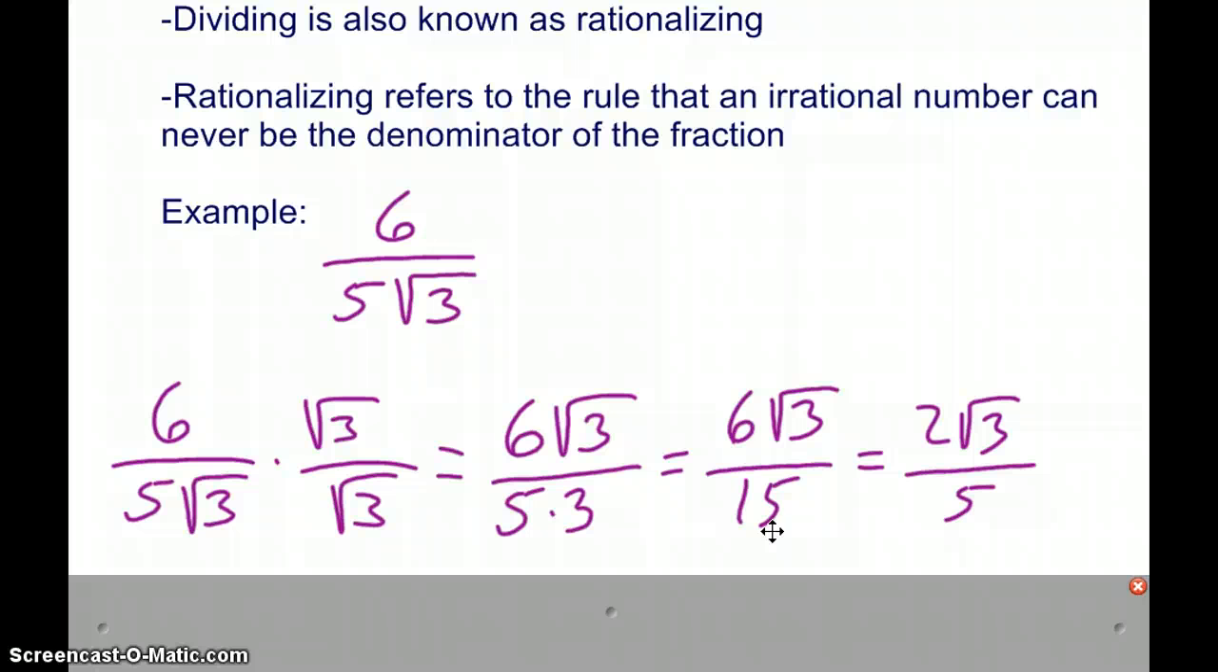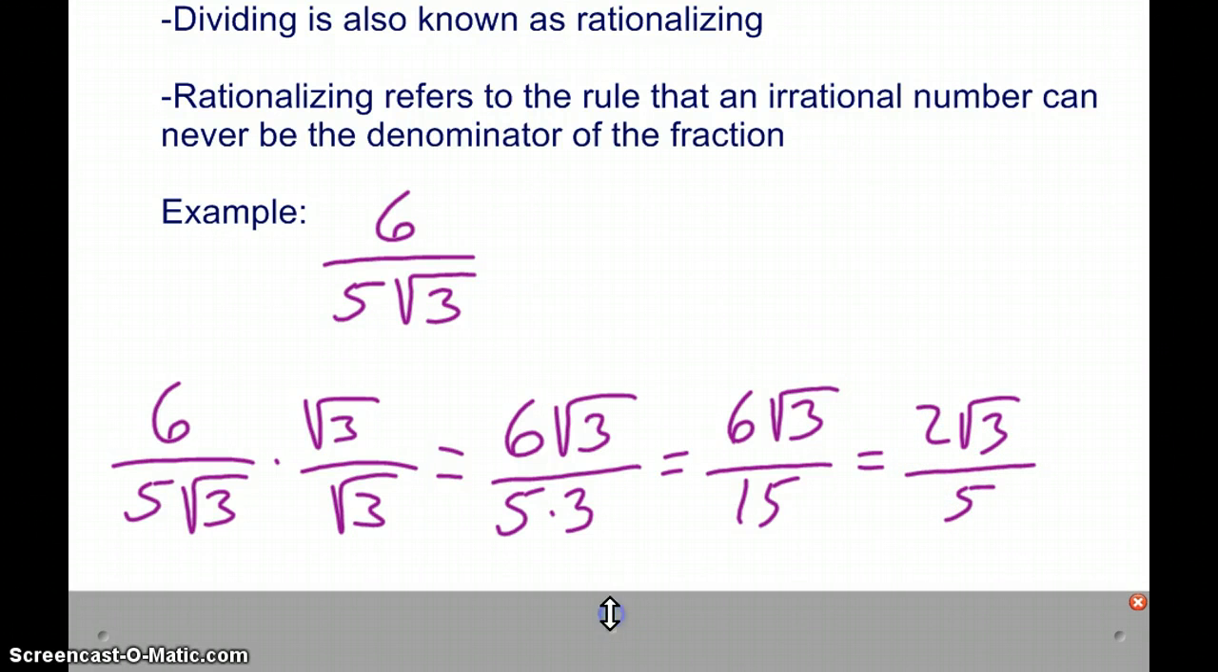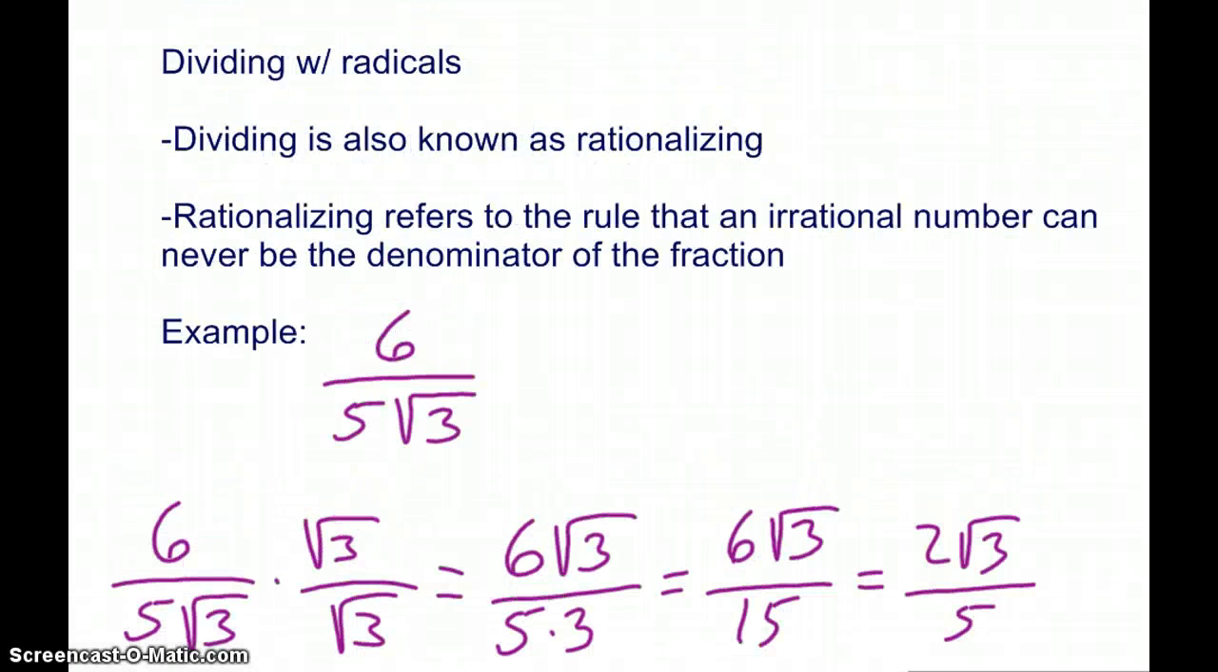And my numbers can still be simplified. 6 over 15 can both be divided by 3, leaving me with 2/5. So we end up with 2 radical 3 over 5. That's what we call rationalizing, which is how we simplify or divide with radicals.